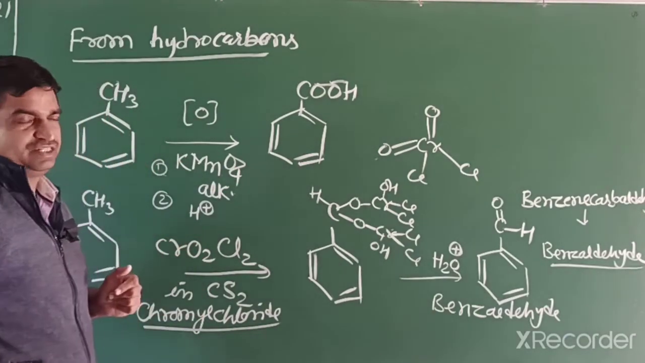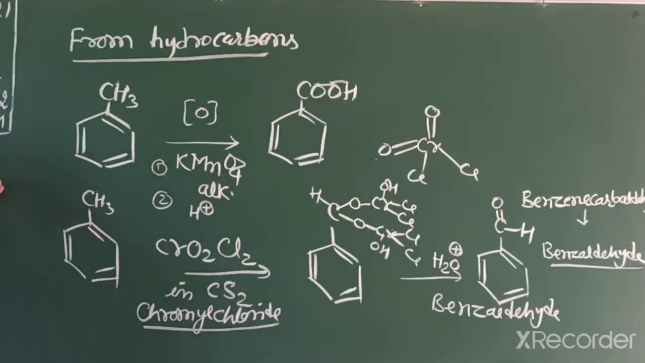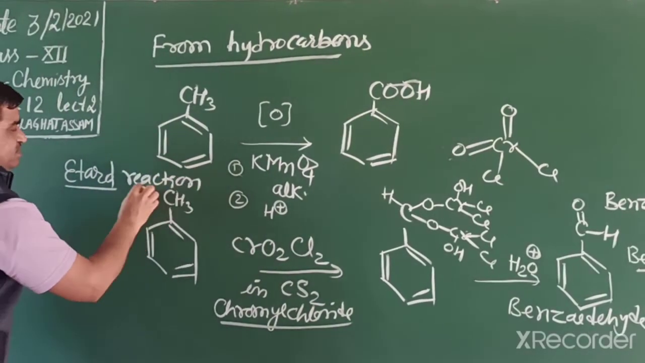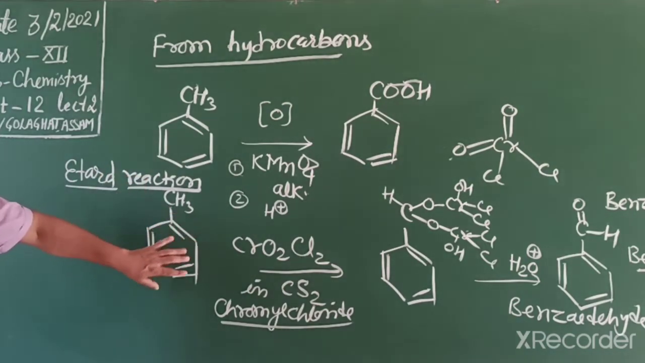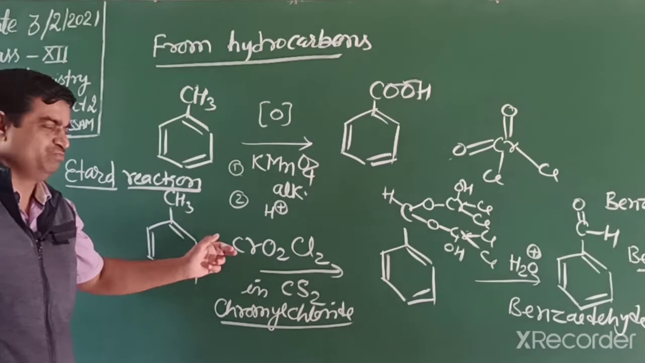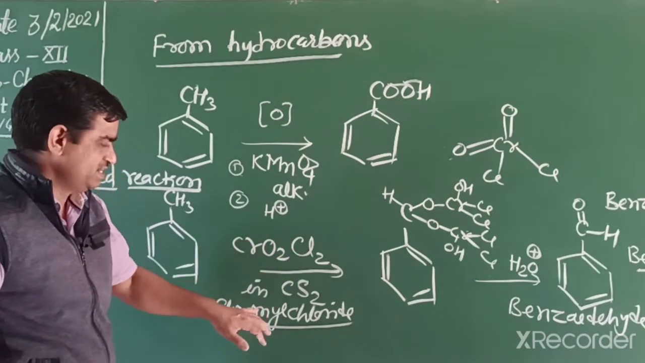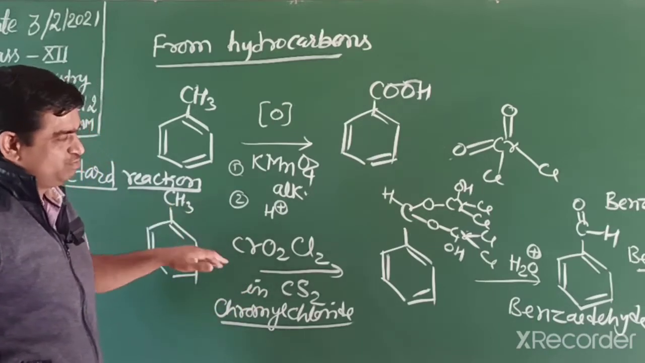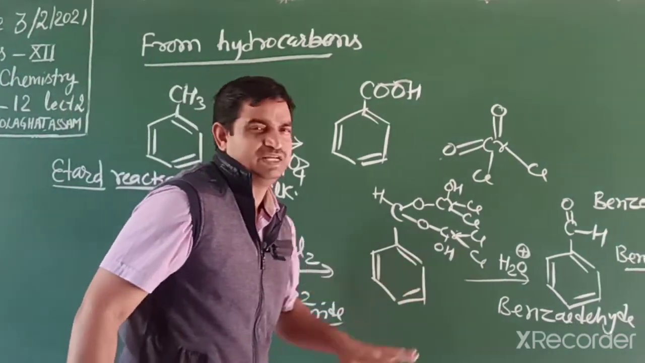This particular reaction name is the Etard reaction. Friends, its reaction name is the Etard reaction. How can you explain it? When toluene, meaning methyl benzene, reacts with chromyl chloride, CrO2Cl2, in CS2, a non-polar or less polar solvent, it forms a chromium complex, which is further hydrolyzed and converted into benzaldehyde.